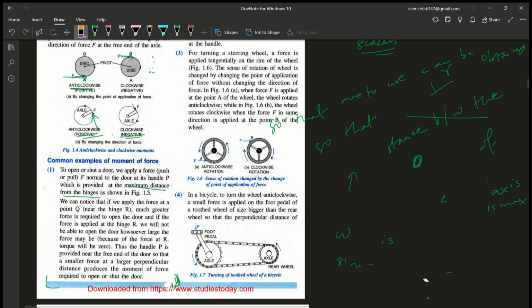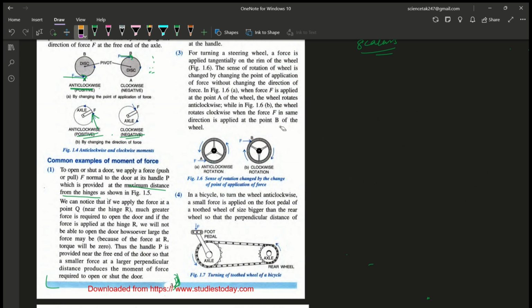About the door example, this is the thing that you need to know. Why am I saying that making the distance larger will bring out the maximum torque for a given force? Because what is your moment of force? Moment of force is nothing but force into perpendicular distance. Now if the perpendicular distance increases, for any force, it would bring about more moment of force as compared to a smaller perpendicular distance, right?